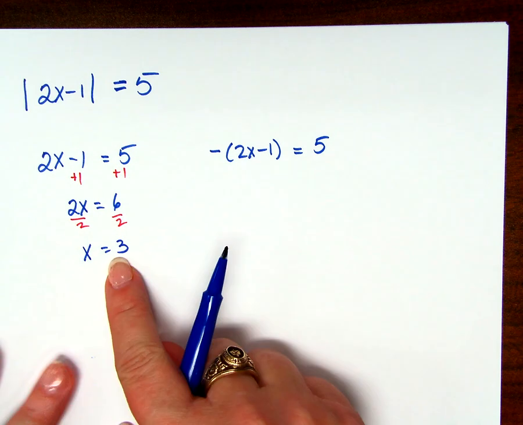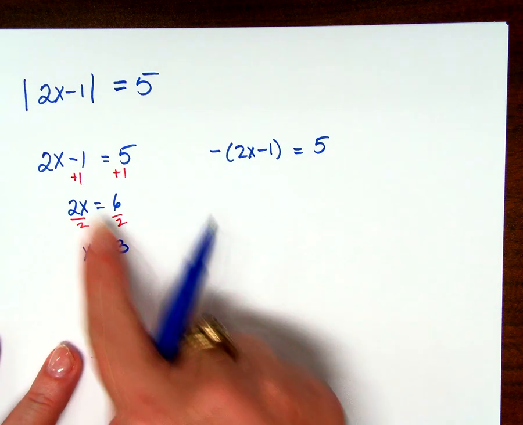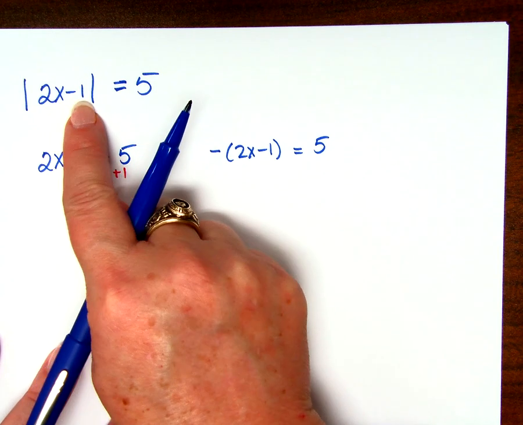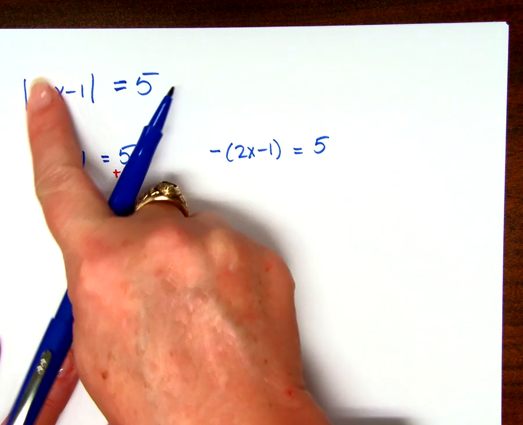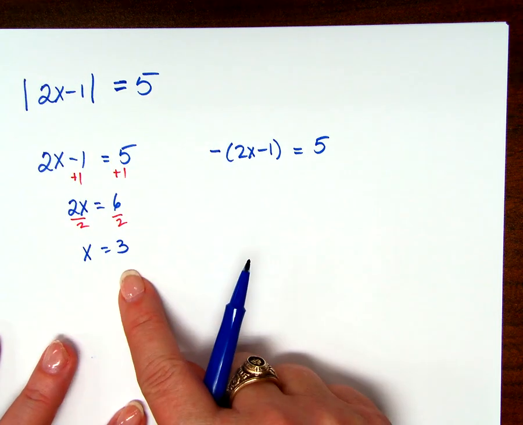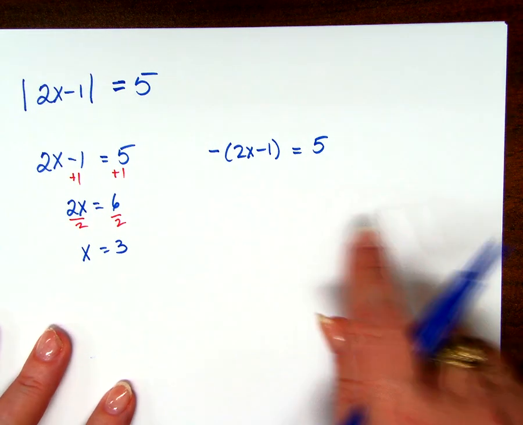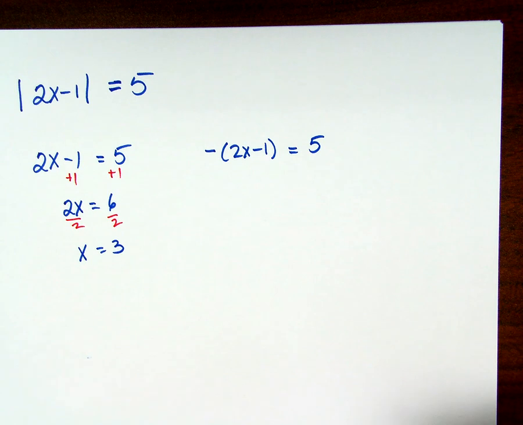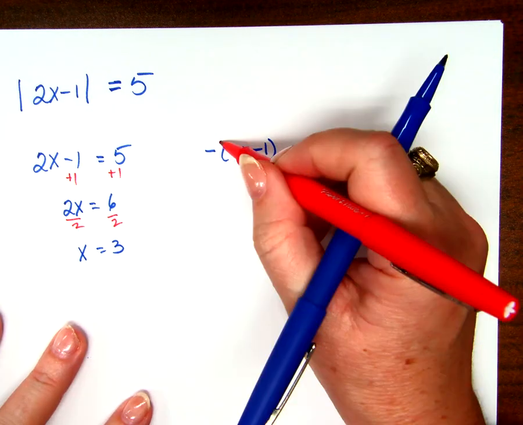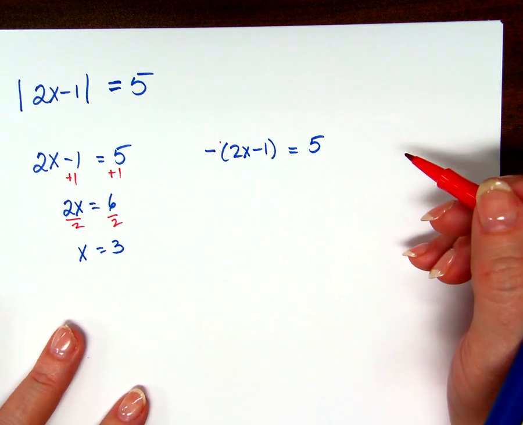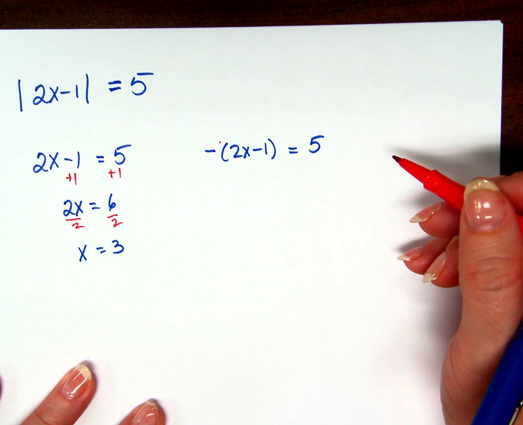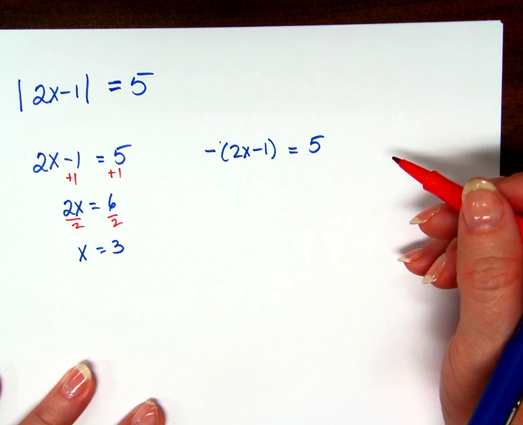I could always take just a real quick second to check that and make sure. 2 times 3 is 6. 6 minus 1 is 5. Absolute value of 5 is 5, so I know that that's correct, right? Here, I could either divide by a -1 from the beginning, or I could distribute through, right? Does it matter? What do you want to do? Divide by -1 right now, or distribute? Okay?